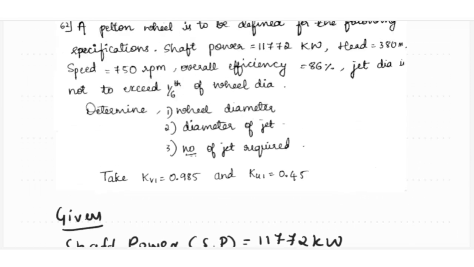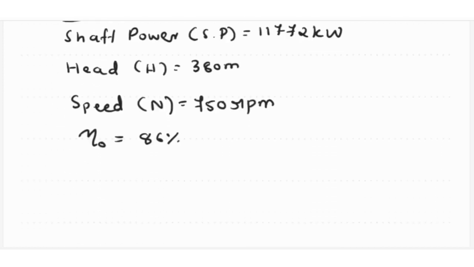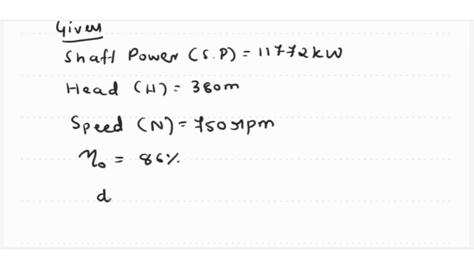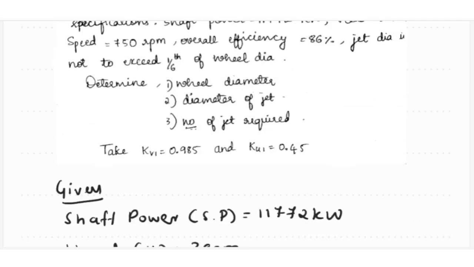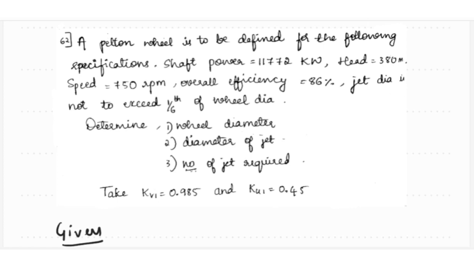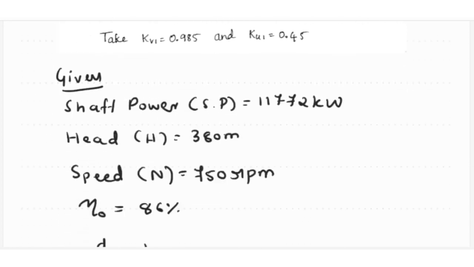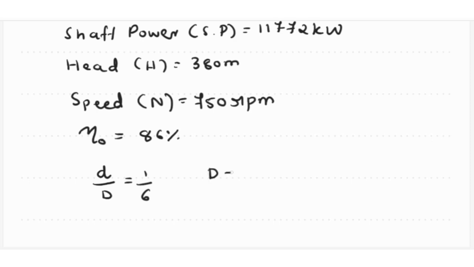Then what else is given? Jet diameter is not to exceed 1/6 of wheel diameter, so that is nothing but jet ratio d by D is equal to 1 by 6 of the wheel diameter. So we have to calculate here capital D is equal to question mark, small d is equal to question mark, and number of jets is equal to question mark. By using the given data we will calculate one by one.